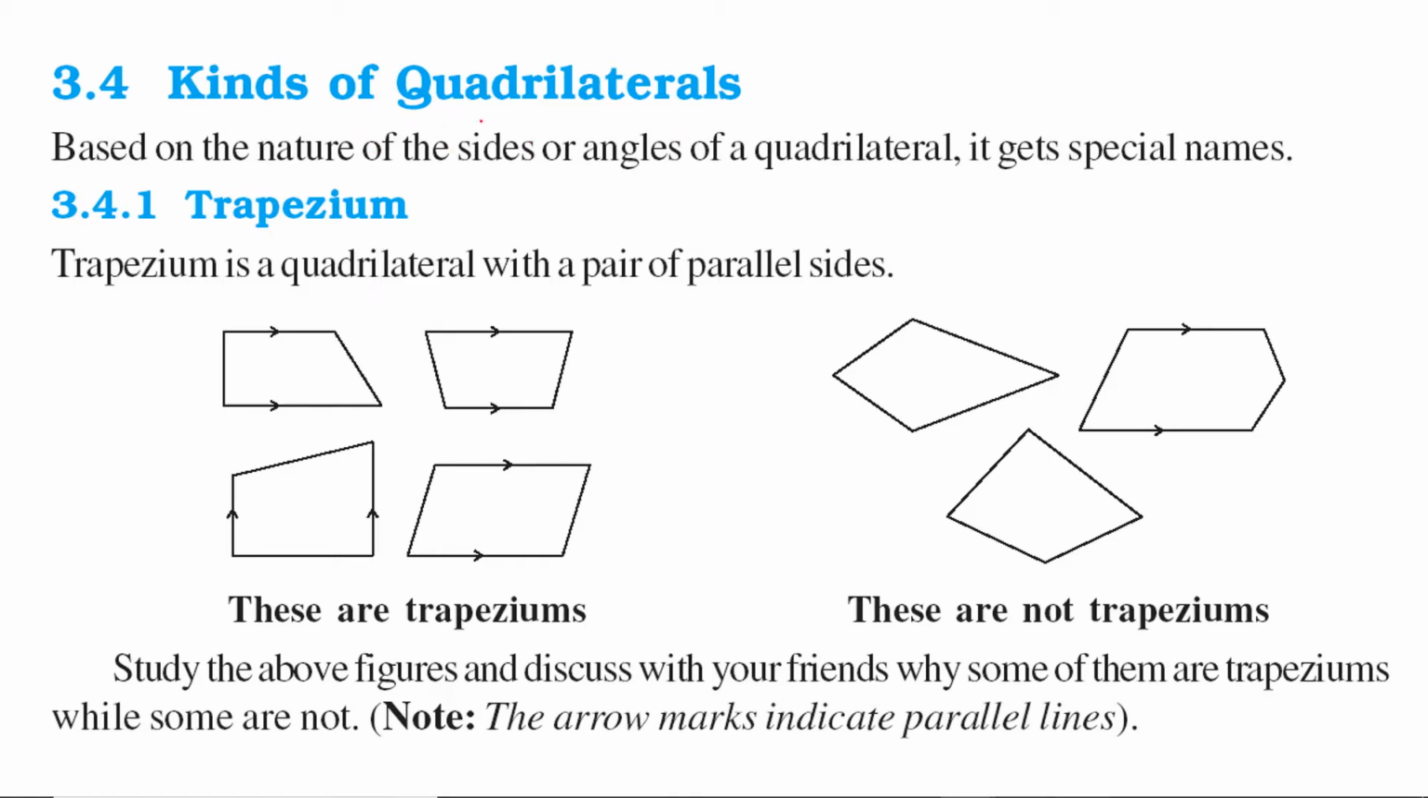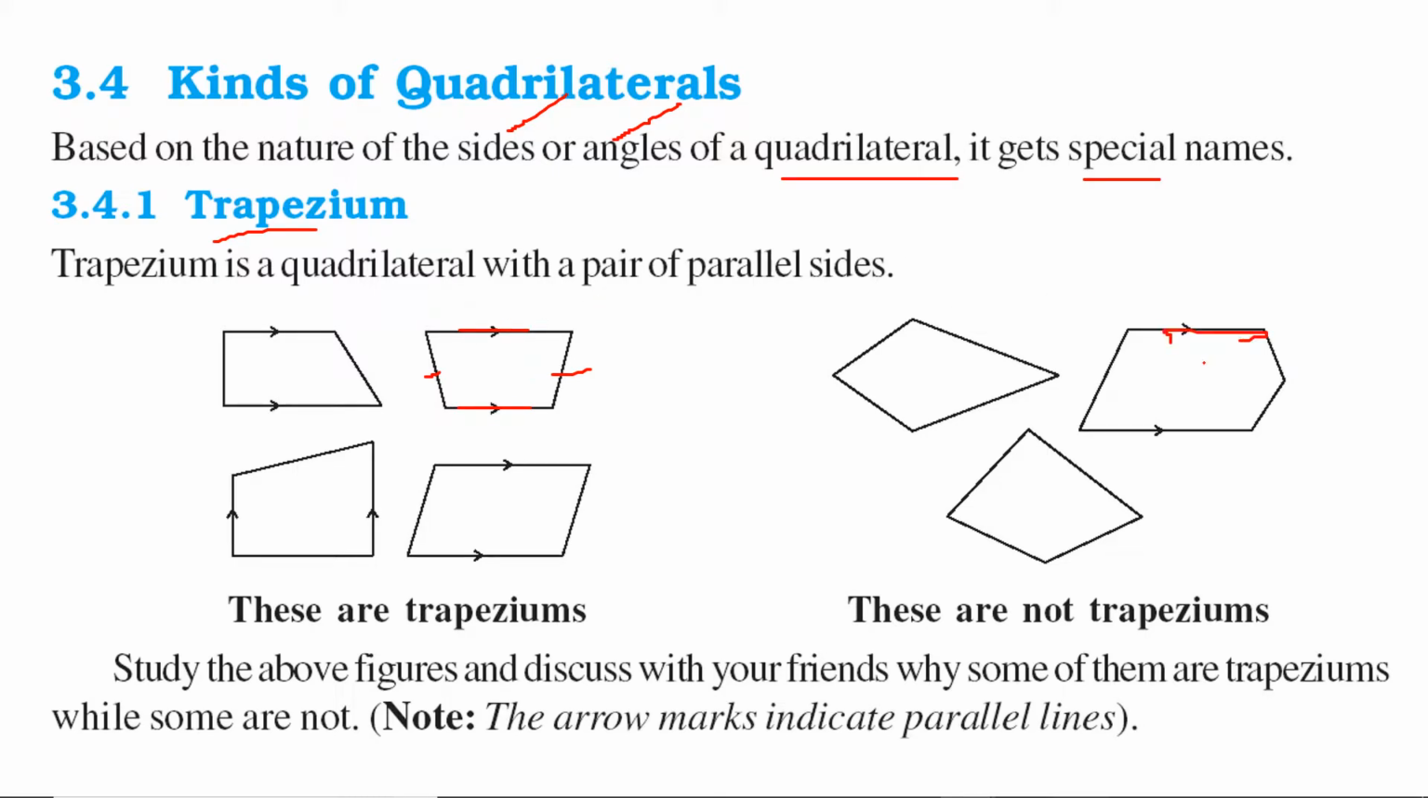Different kinds of quadrilateral. It just depends on the number of sides and angles of a quadrilateral, how the nature of side and angle varies. In terms of that, they get a special name. For example, this trapezium. Trapezium is what? It ought to have two sides parallel and two sides non-parallel.